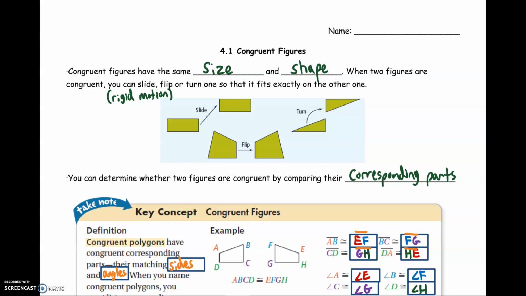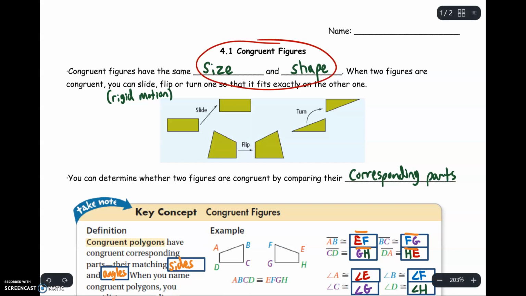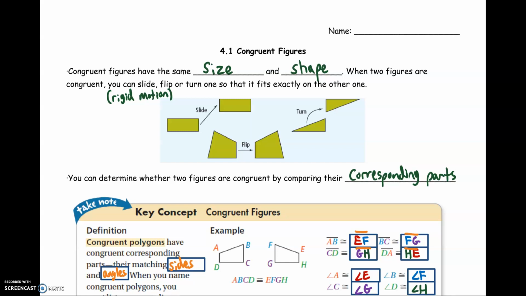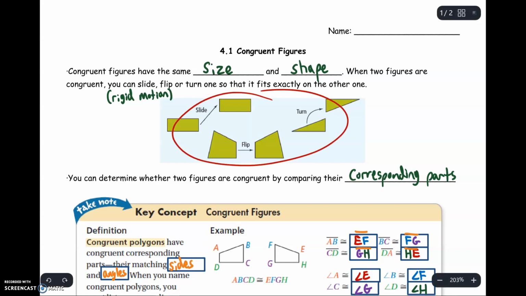The goal for a large part of Chapter 4 is going to be to prove that triangles are congruent, but before we focus on triangles, we can also focus on just any figures that are congruent. And by figures that are congruent, we mean they have the same size and shape, meaning that if I also turn those, flip those, or slide them along my coordinate plane, it's not going to change, again, the size or shape of my figure.